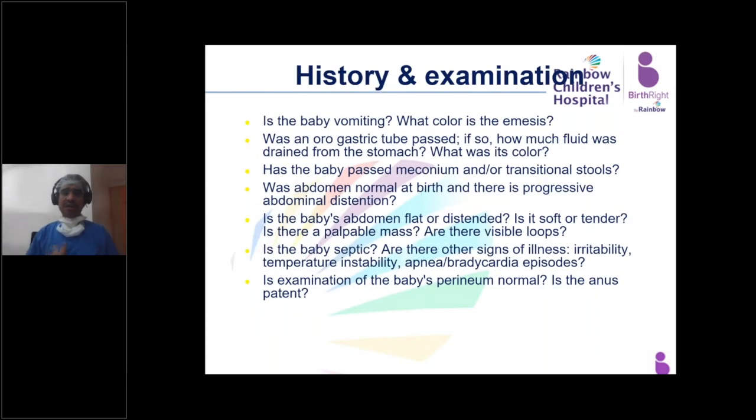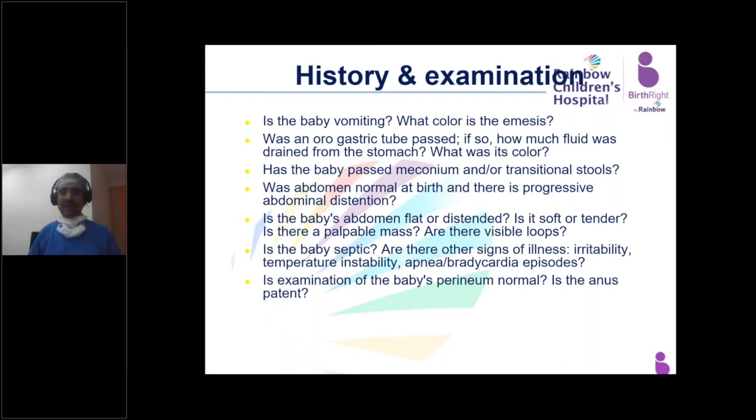So the question we ask in our mind, and also ask our NICU colleague, is: is the baby vomiting, and what is the color? Bilious vomiting is always a danger sign suggestive of proximal intestinal obstruction. Was an orogastric tube passed? If so, how much fluid was drained from the stomach? Just after birth, suppose 30 to 40 ml or 50 ml of bilious drainage, for all practical purposes, think about atresia.